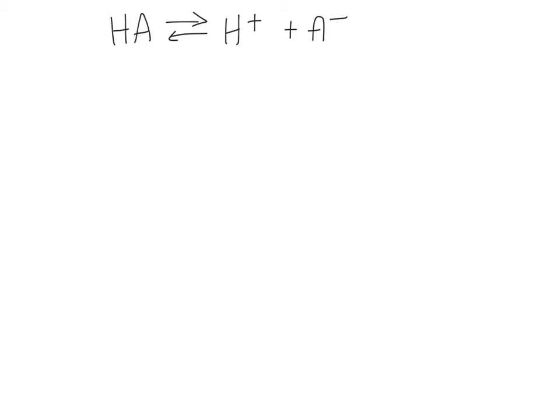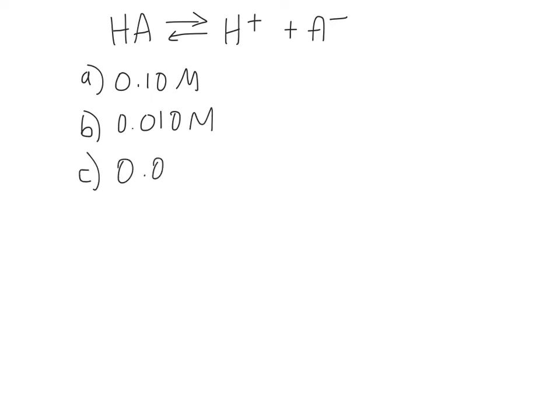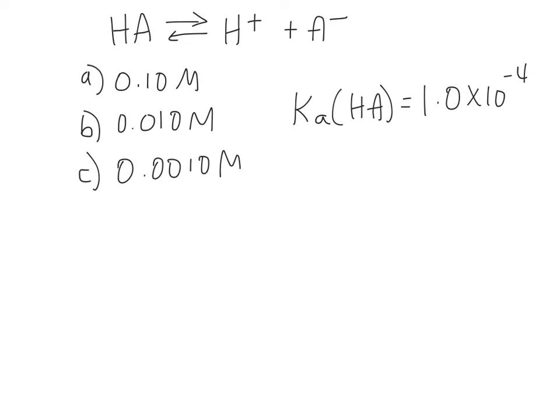And we're going to work with concentrations of HA being 0.10 molar. The second case will be 0.010 molar. The third case will be 0.0010 molar. And we're given that Ka for HA is 1.0 times 10 to the minus 4. And our ICE table will look like this: HA forming H plus and A minus.